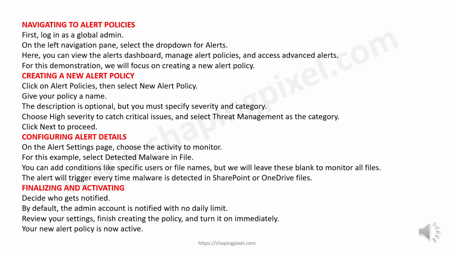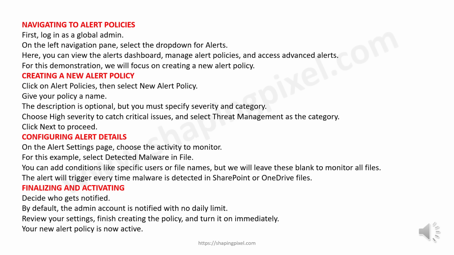Choose High Severity to catch critical issues, and select Threat Management as the category. Click Next to proceed. On the Alert Settings page, choose the activity to monitor. For this example, select Detected Malware in File.